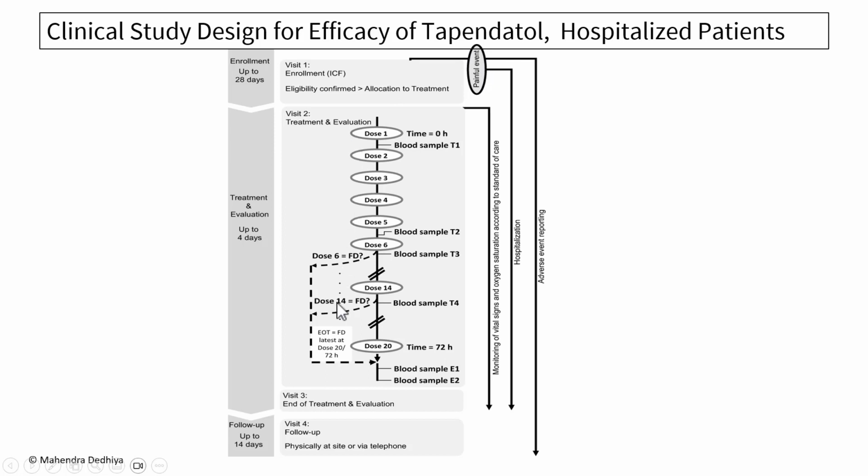Treatment starts with dose 1 and continues up to dose 20. Blood samples are taken at different time intervals. At the end of the treatment, blood samples are also collected. Treatment can continue and is evaluated up to 4 days. The end of treatment is also evaluated. A follow-up visit, either physically at the site or by telephone, is conducted at day 14.